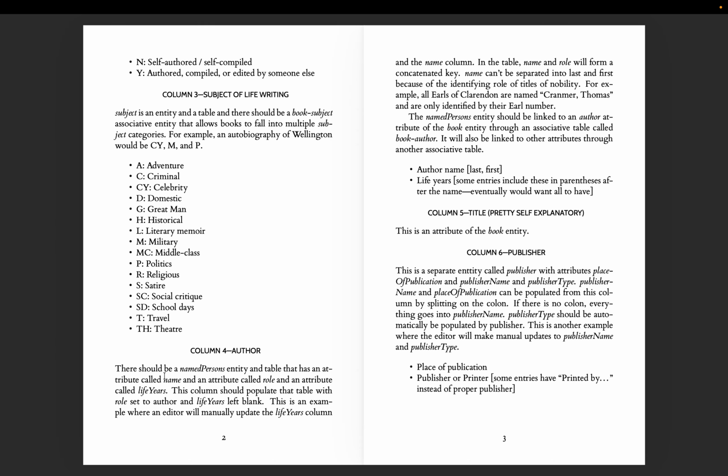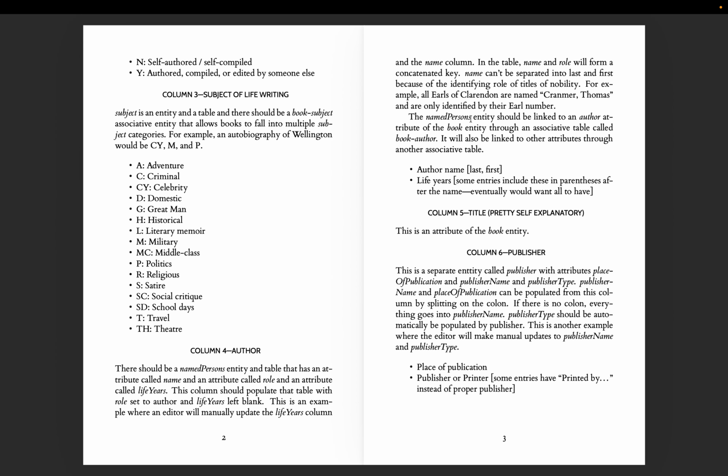myself and my student did not know anything about Victorian life writing. So, for example, we didn't know that the English Earls of Clarendon are all named Thomas Cranmer and are only identified by their Earl numbers. So author turns out not to be a good column for storing the information about people who are named. So we're going to have a named person's entity that will be linked to the author.